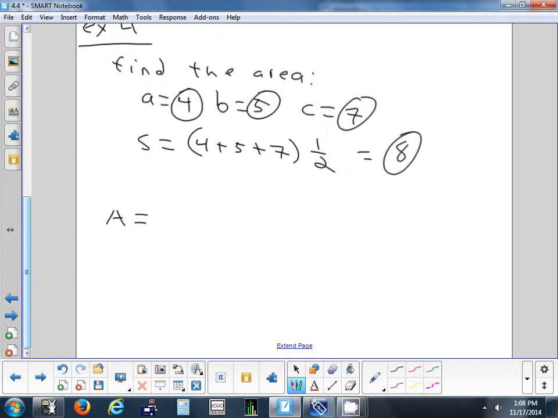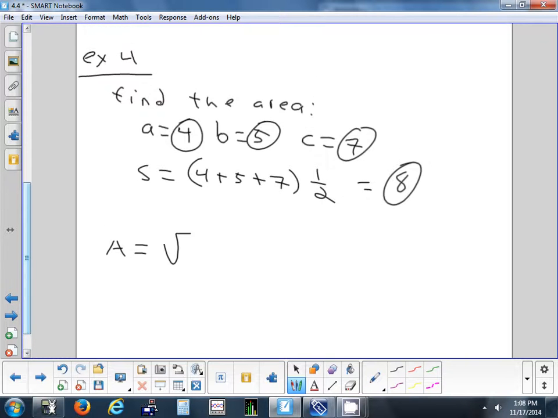Okay, so fill them in and see what we get. So area equals the square root, and what comes first? 8 times (8 minus 4) times (8 minus 5) times (8 minus 7).